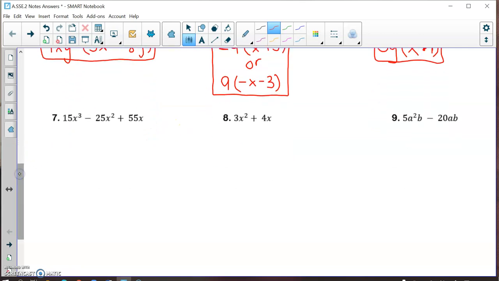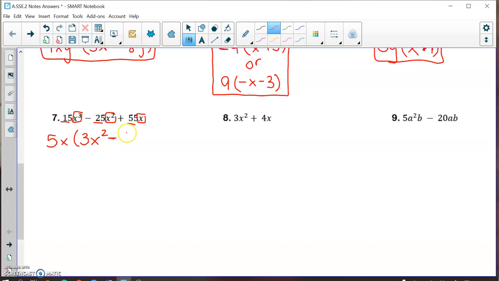All right, number 7. Out of all 3 of my terms, the greatest number all 3 are divisible by is 5. Out of all 3 variables, each term has at least 1 x, so I'm going to take 1 x out. 15 divided by 5 is a 3. I had 3 x's, I took 1 away, so I'm left with an x squared.